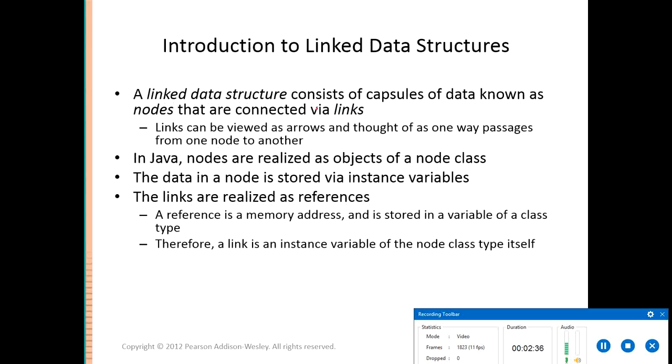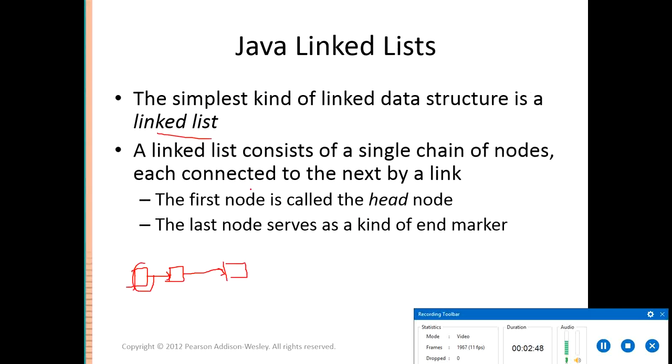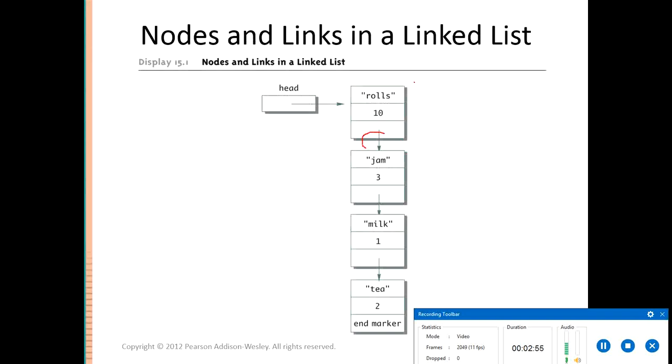So let's go back to the node. What is a node? Nodes are the objects of the node class, and data is stored in a node with the help of the instance variable. So nodes basically store the data, and they are connected to each other with the help of links. So these are the links. The top node is called the first node, and this is the last node. The first node has a pointer which is called the head pointer. This pointer points to the first node in the linked list.